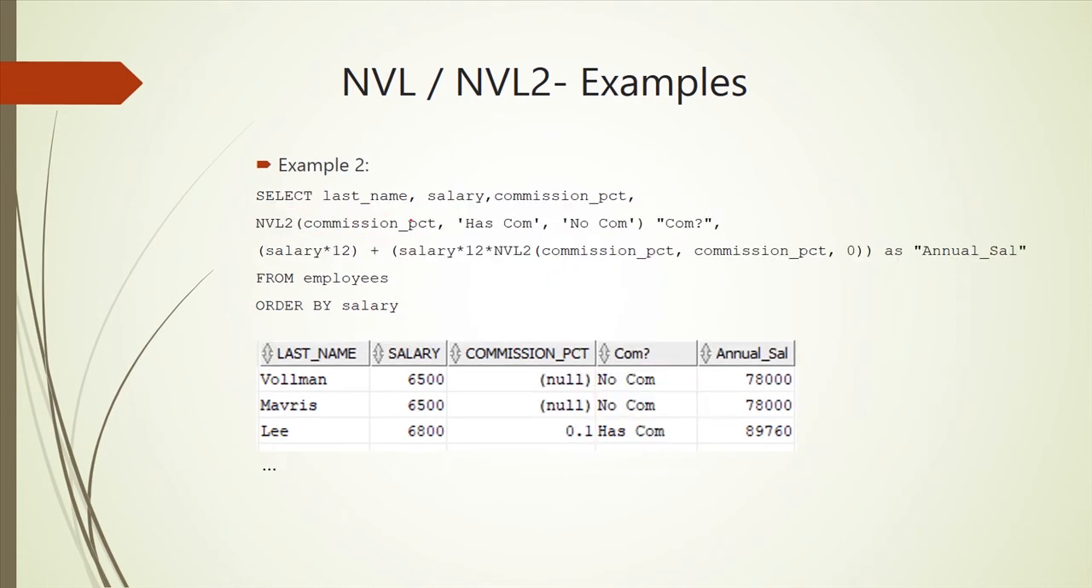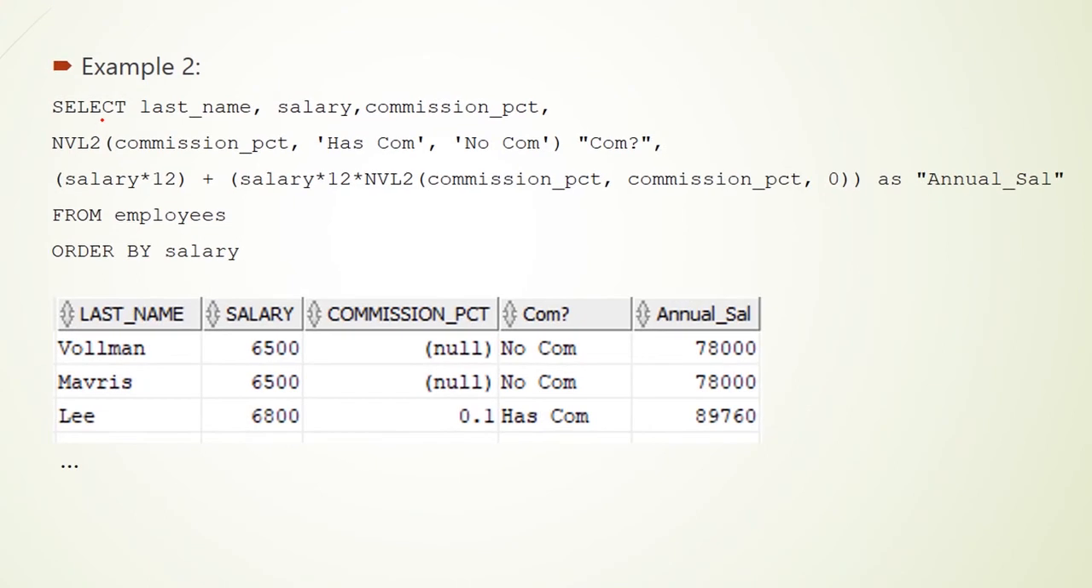In the second example here, we are using NVL2 function. Select last_name, salary, commission_pct, and then NVL2. NVL2, as we said before, accepts three arguments. So this is the first argument or expression 1, this is expression 2, and this is expression 3. NVL2 checks the first expression. If it is not null, it will return expression 2. If it is null, it will return expression 3.